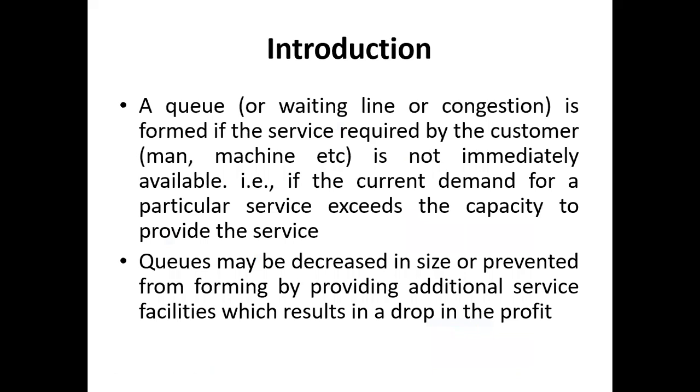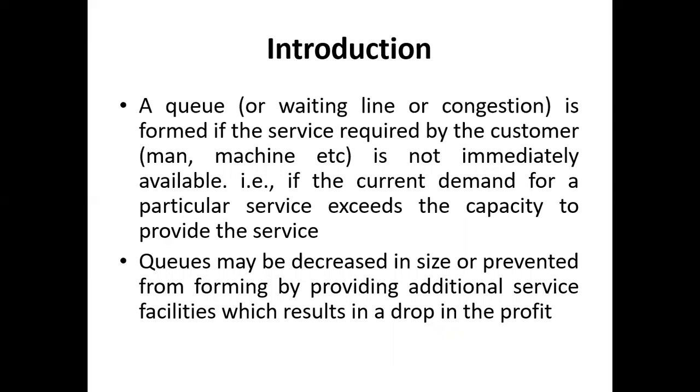So, when is a queue formed? A queue, or a waiting line, or congestion, is formed if the service required by the customer, which can be either a man or a machine, is not immediately available. That is, if the current demand for a particular service exceeds the capacity to provide the service, then this results in the formation of a queue.